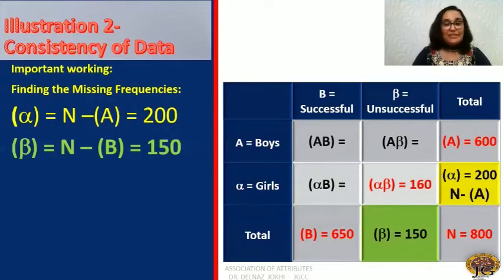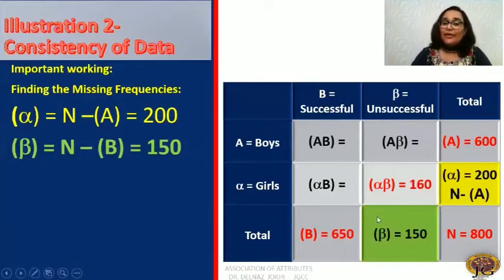You remember missing frequencies? Very good. Now check. A is 600 boys, which was given to you, and N, the total number of students, is 800, which was also given. Look at the yellow one. How did you get alpha? 800 minus 600 gives you 200, right? And now look at the green colored cell over here.